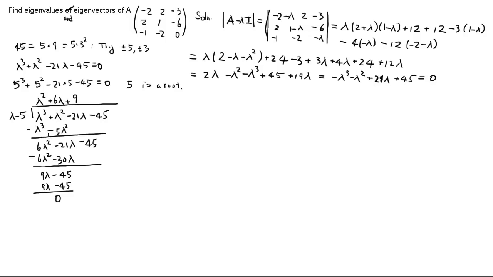So what it means is that lambda cubed plus lambda squared minus 21 lambda minus 45 is equal to lambda minus 5 and lambda squared plus 6 lambda plus 9. So we will recognize over here it's a complete square, so we have lambda minus 5 and lambda plus 3 squared. And then we have 2 eigenvalues over here.